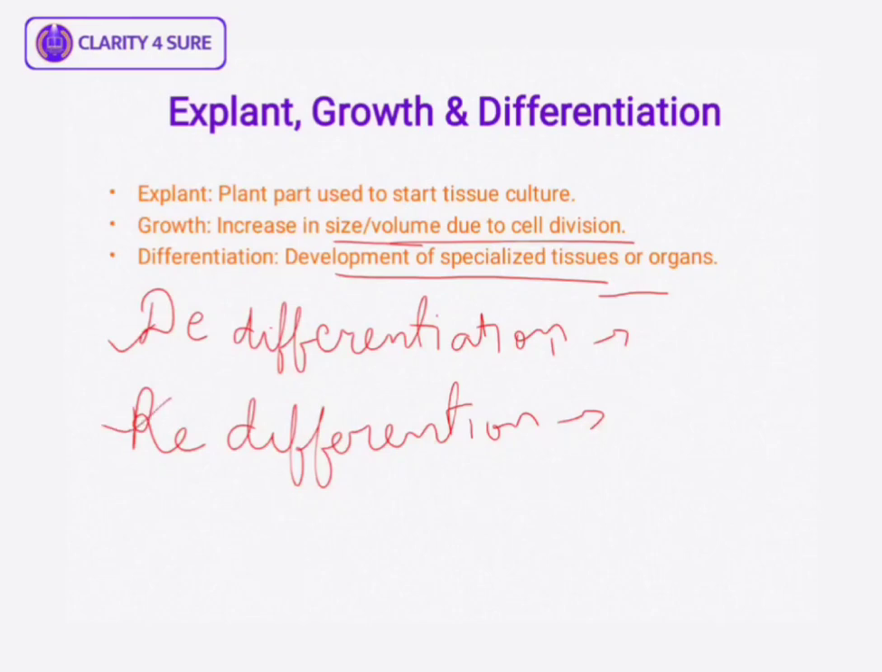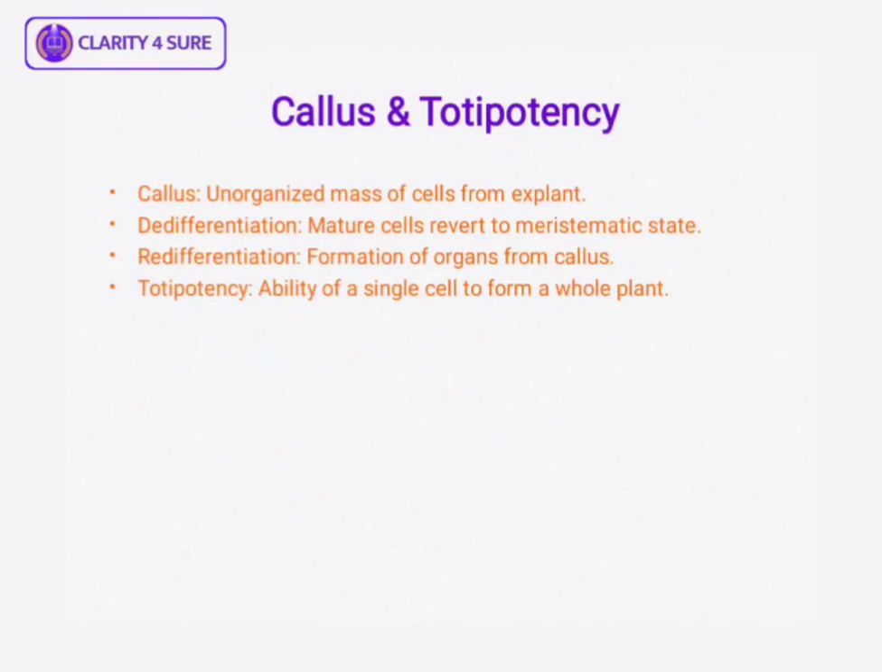Last one is redifferentiation. De-differentiated cells lose their ability to divide and become specialized again, maturing into cells with specific functions. For example, after de-differentiation, the cambial cells can divide and then redifferentiate to form secondary xylem and phloem in a plant. It is a subsequent step to de-differentiation where the regained ability to divide is lost as the cells differentiate into new specialized types. I hope now you have understood. Let's move to certain other terms.